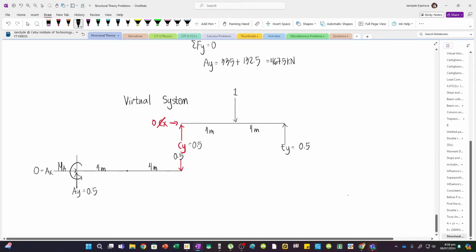That's the technique there. So this is 0.5 times 8, which gives us 4 kNm, or just write 4, since this is just a virtual system. Although we have an internal hinge, when you are in the virtual system, it's really easy to solve the reactions. So that's why I prefer this method. Now on to the next part.